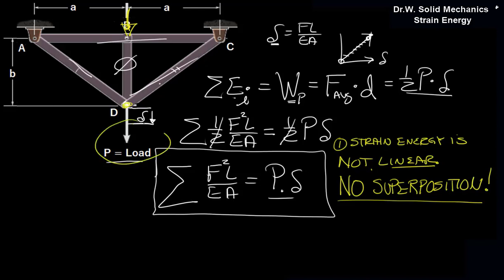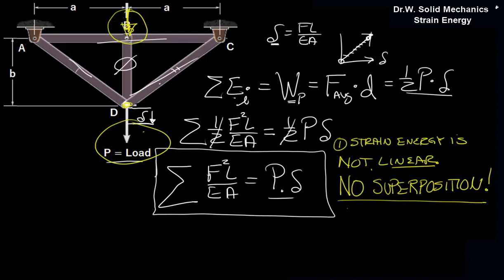We could solve the deflection due to a load at D as one calculation. We could then solve a separate calculation for the deflection at B, but we could not add those deflections together. That's not allowed because superposition only applies if you have linear relationships.